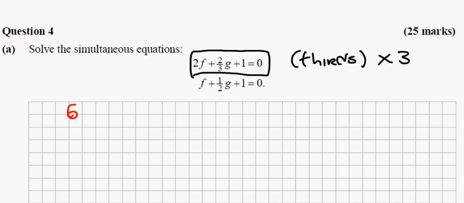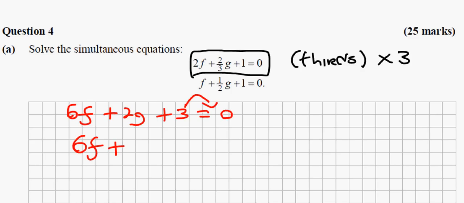So 6f. 3 multiplied by 2f is 6f. 3 multiplied by 2 over 3g is 2g. And 3 multiplied by 1 is 3. The next step we got to do is move the 3 over to the other side, and that's our first simultaneous equation. For the second equation located here, we have halves.